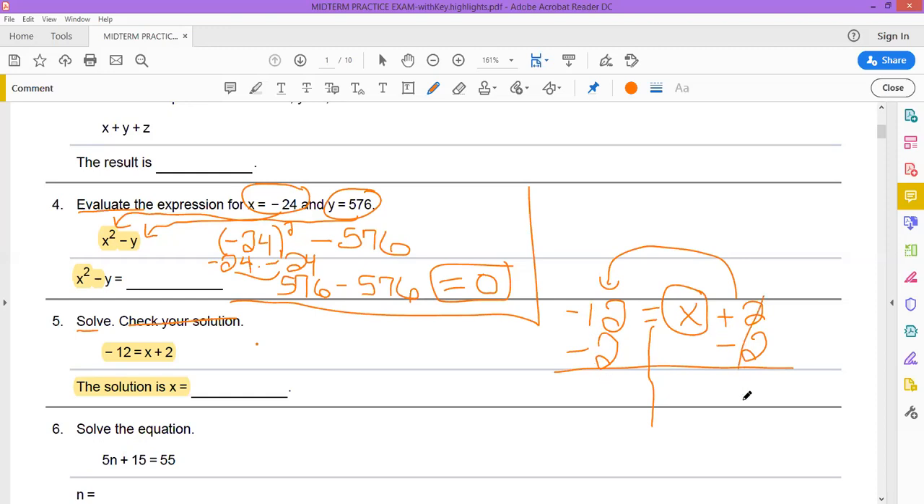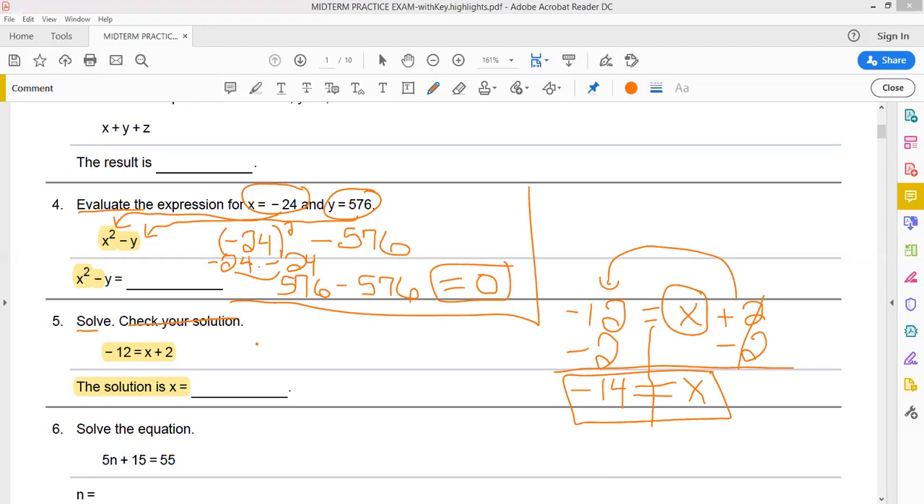Now 2 minus 2 on the right, that cancels, leaving x. Bring down your equal sign, and negative 12 minus 2 gives us our answer, which is negative 14. So that's number 5. Let's keep going.